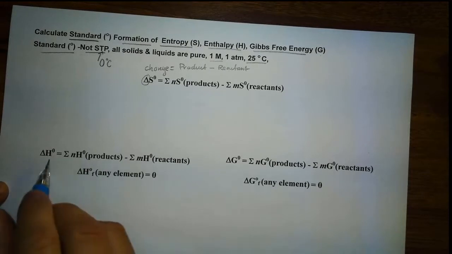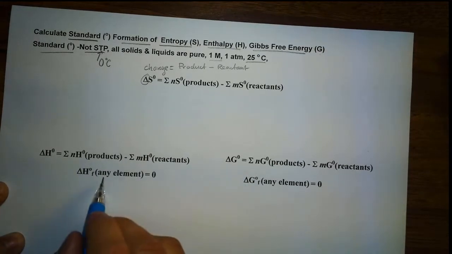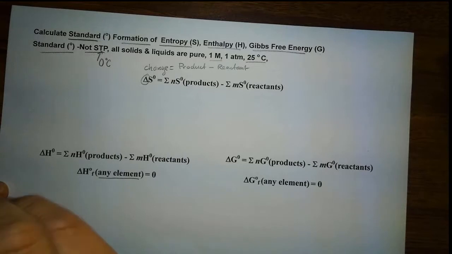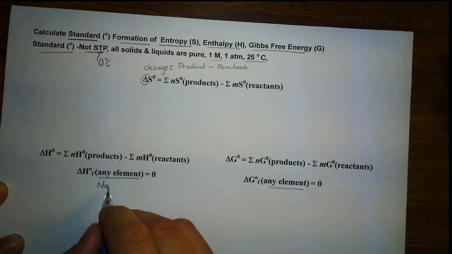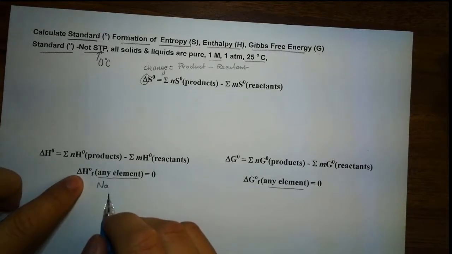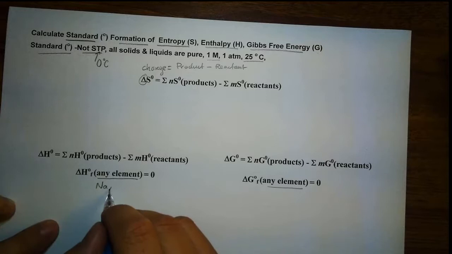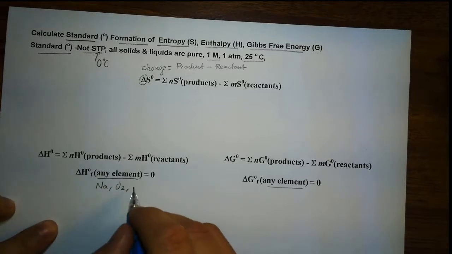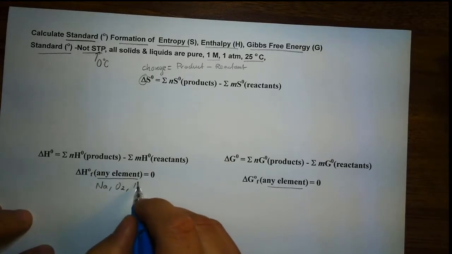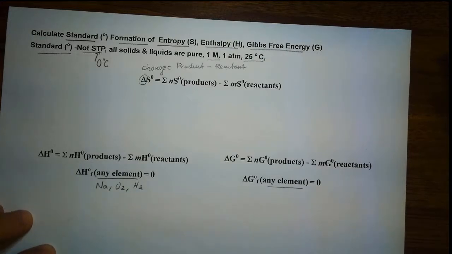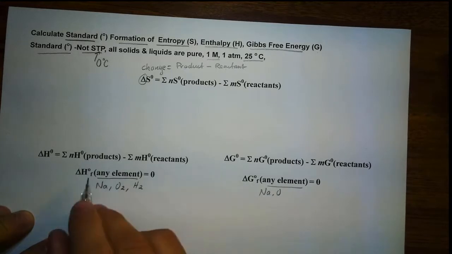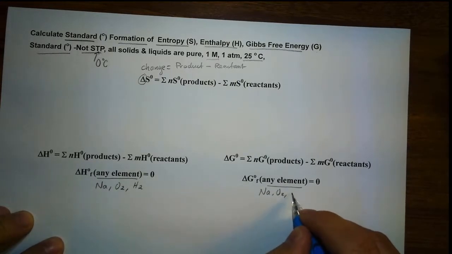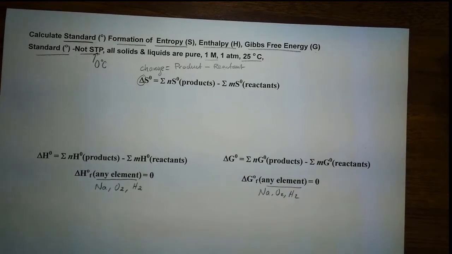except for one thing that's different: for delta H and delta G, for any element, most likely pure elements, for instance, let's say I have sodium in its metal form, we would know that the delta H formation for Na would be 0, or O2 would be 0, or something as simple as hydrogen, which is a common one. So that tells us that those delta G or delta H formations will be equal to 0. And sometimes they are not given to us, we have to know that it's equal to 0.